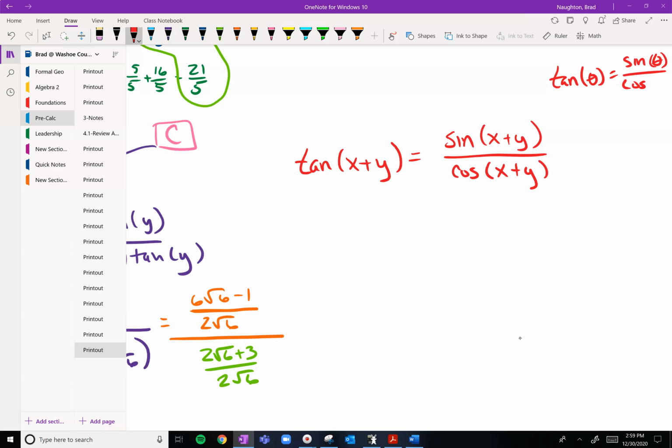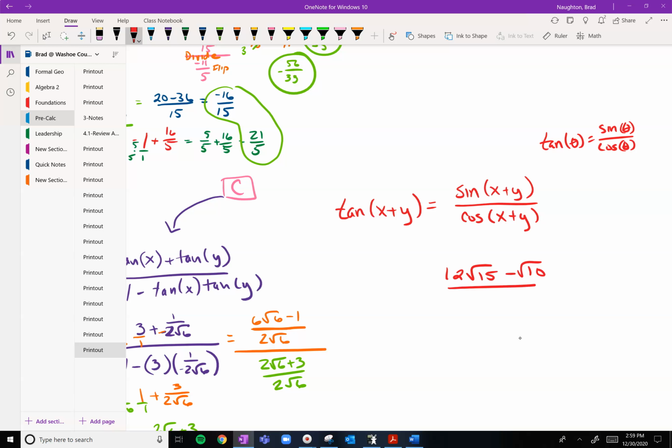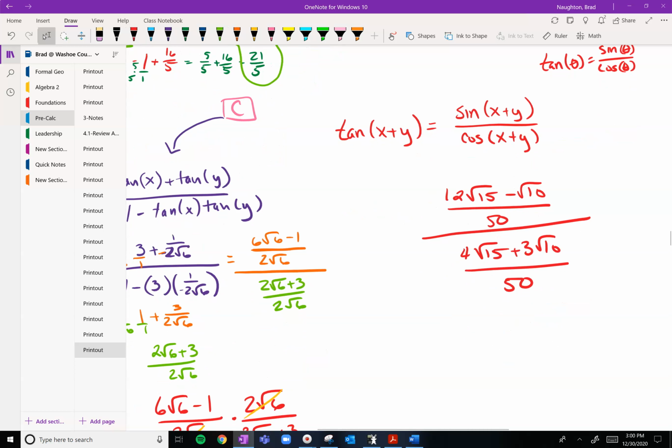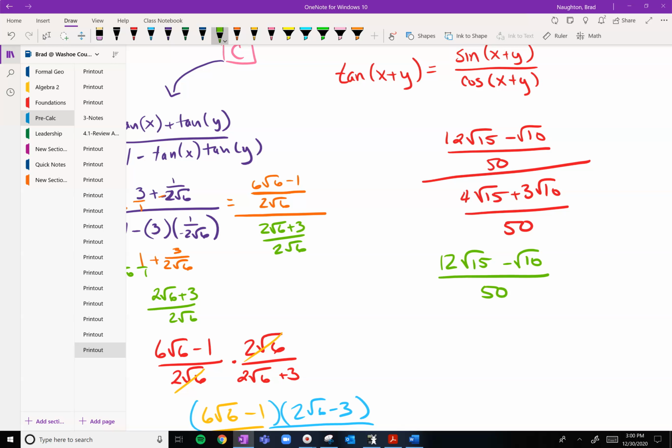Well, we already know what the sine is because we did that first. This was our sine. This was our cosine. So technically what we could do is we could have just gone and taken our sine, which is 12 root 15 minus root 10, all that over 50. And then the cosine was going to be 4 root 15 plus 3 root 10 over 50. And then we would do the same canceling out. So this would be 12 root 15 minus root 10, all over 50.